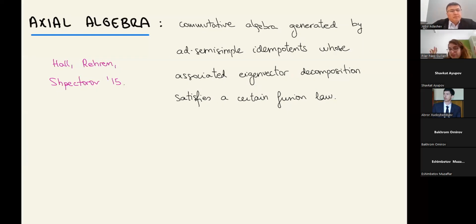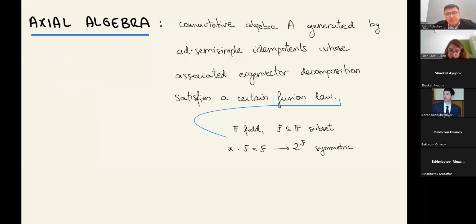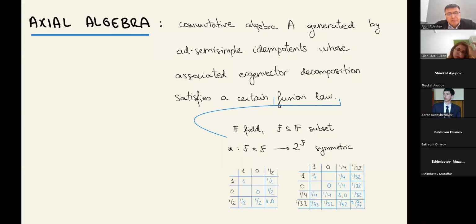So, a certain fusion law. What do I mean with this? Well, let's take our ground field and let's take a subset F of our ground field. So the fusion law is going to be just a mapping from F times F to subsets of F, which has to be symmetric. If we want to have an example in mind, we just pick the tables that we had before for Jordan algebras and for the Griess-Norton algebras.